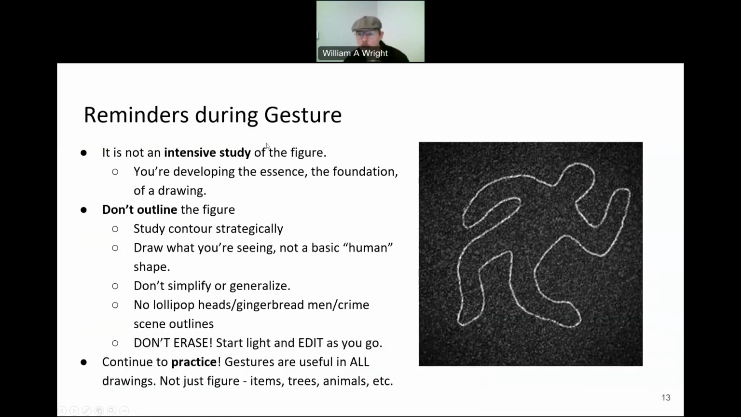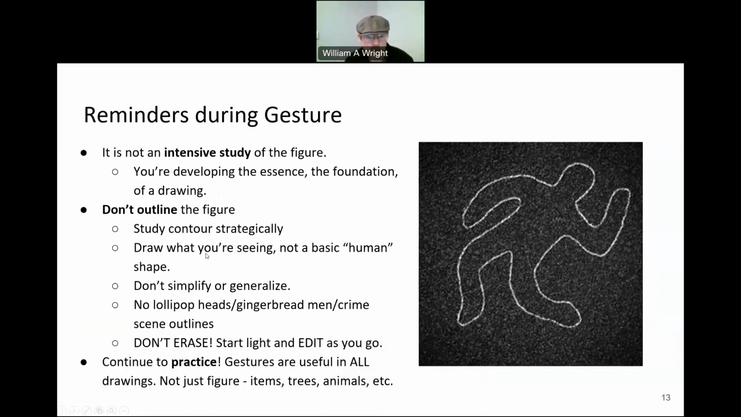Okay. Now we're getting to where the rubber meets the road. You're going to get to draw soon. Reminders during gestures, just to remember, it is not an intensive study. You're not getting high detail. You're getting the essence, the foundation of the drawing, the foundation being proportions, shape, all that good stuff. Do not outline. Study contours strategically, like think about not just the shapes around the edge of something, but the shapes coming towards you, and think about how you can draw those with a line or whatnot.